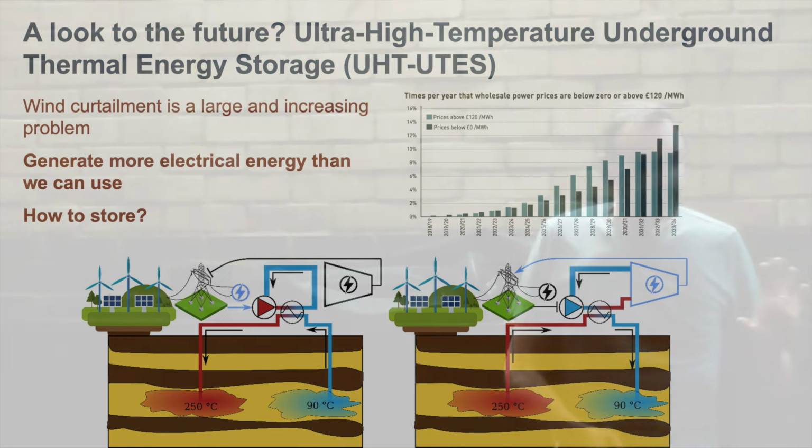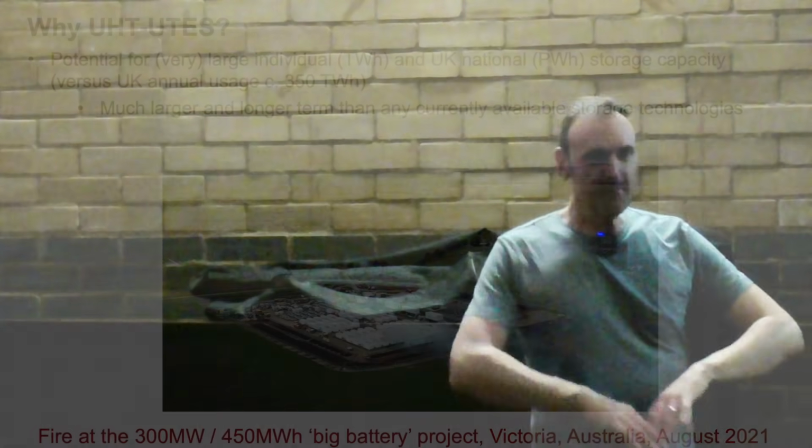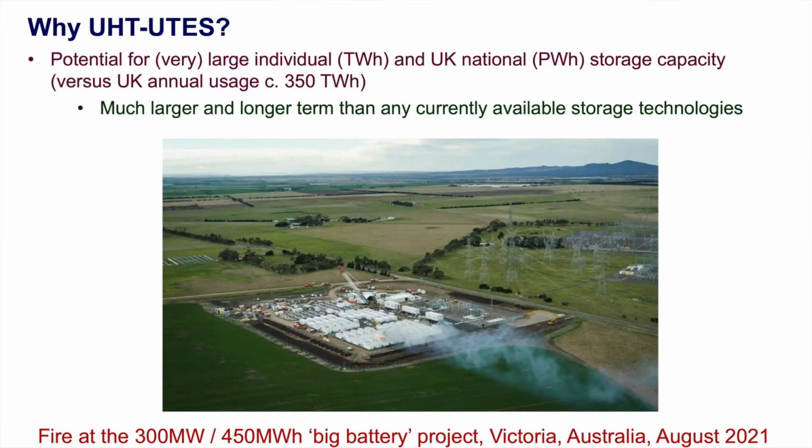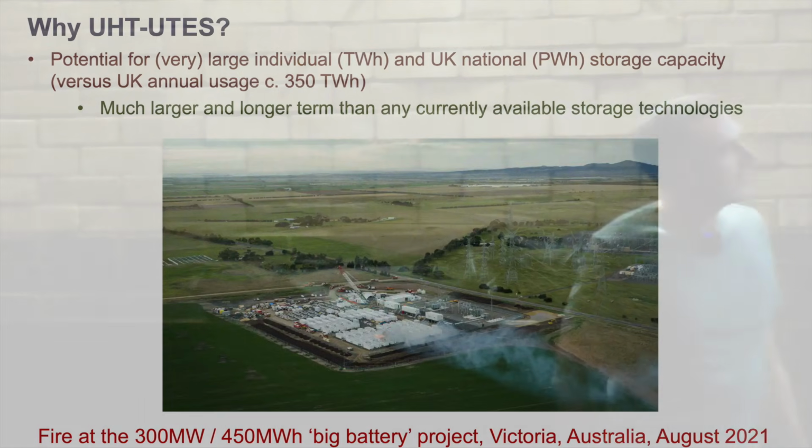That's what we're looking at the moment, and it's attractive because it's absolutely massive capacity compared to any of the human-engineered technologies. We reckon that we can store order petawatt hours of electricity in the UK if we exploited UK oil and gas reservoirs and deep aquifers, which is just huge compared to even the biggest battery farms, which are also quite difficult to operate. So there's a fire here at the big battery project in Victoria.